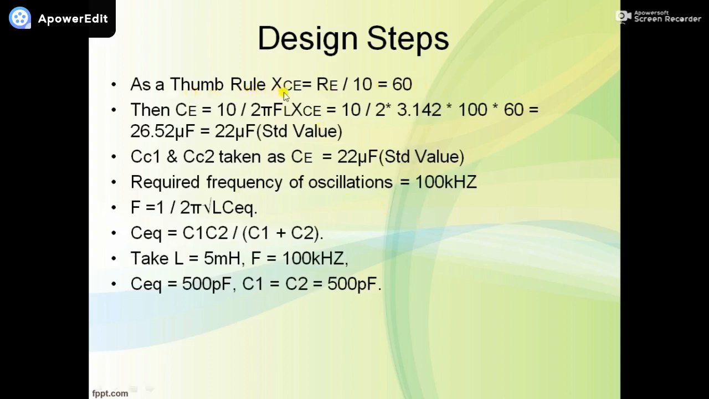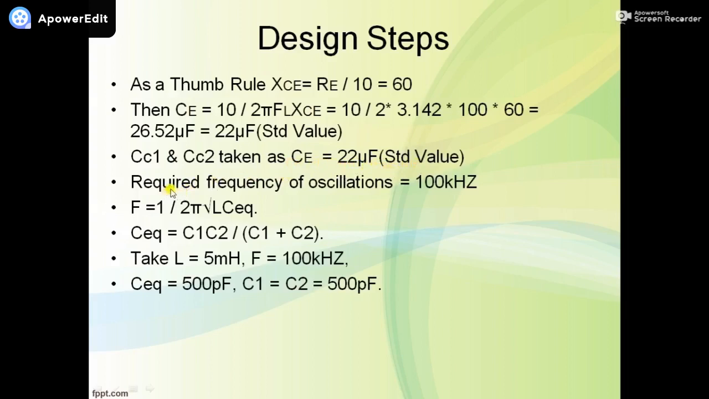According to the thumb rule, XC is equal to RE by 10. So put the RE value divided by 10, we are getting 68. So CE is equal to 1 divided by 2 pi FL XCE. Here we are considering FL is equal to 100 Hertz. After calculating we are getting 22 microfarad as the standard value. Consider CC1 and CC2, the coupling capacitor at the input and the coupling capacitor at the output, as the same value, 22 microfarad.